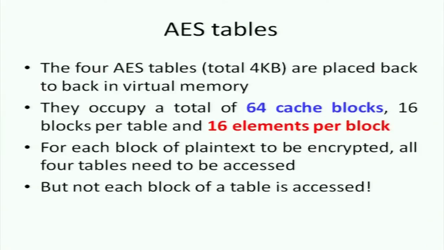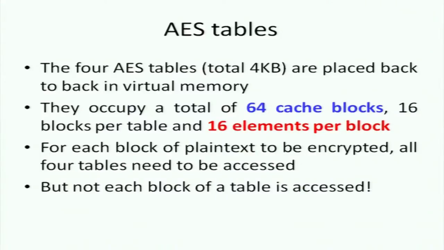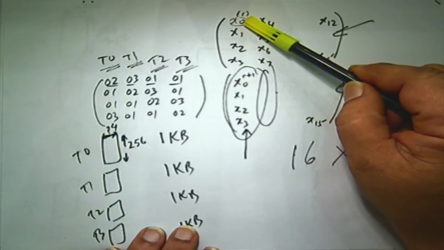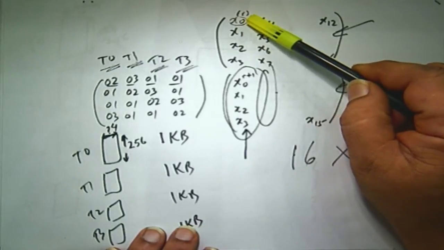Is there any question about this slide? 16 elements per block. How much is each element? 4 bytes. A typical block size on Intel machines is 64 bytes. So that's why 16 elements sit there. 4 bytes, okay. But how are we getting 256? Why are there 256 entries in the table? See, this is the whole thing. I want people to appreciate this. You're using each of these bytes as an index into the table.